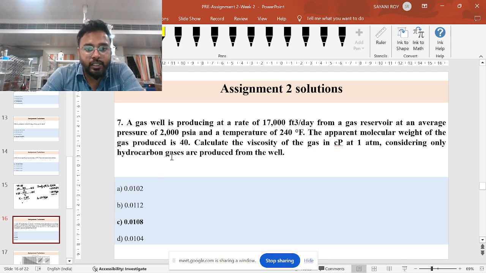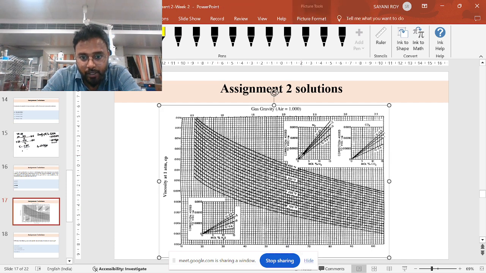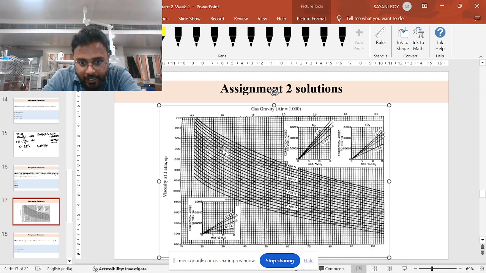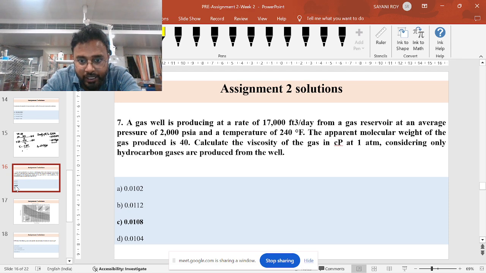For solving this question, we'll be using the graph. There is a graph given to us. Here you can see this. Can you see these lines? Can you see the arrow where I am pointing? These are the lines depicting the reservoir temperature. So our reservoir is somewhere between 200 degree Fahrenheit and 300 degree Fahrenheit, because it is given here 240 degree Fahrenheit.